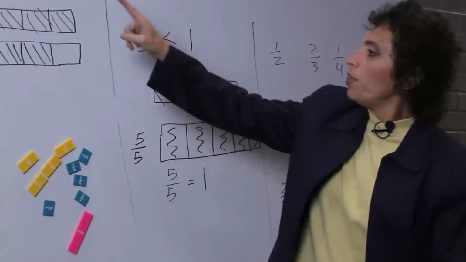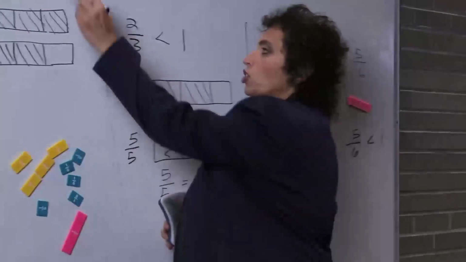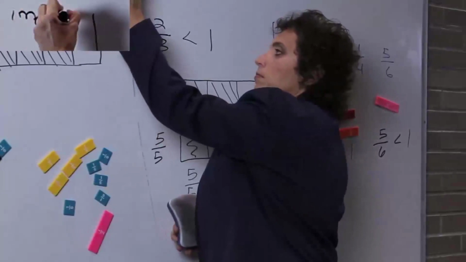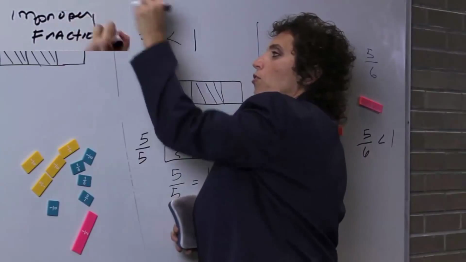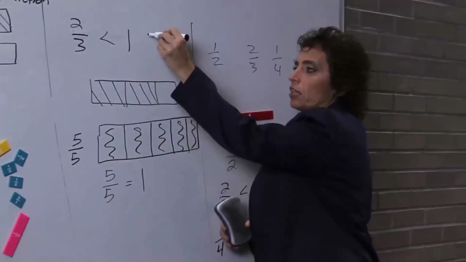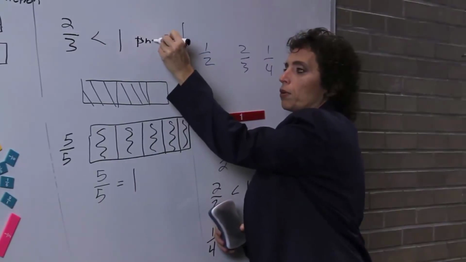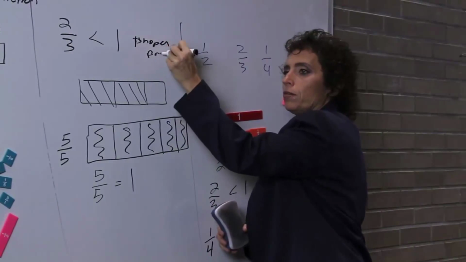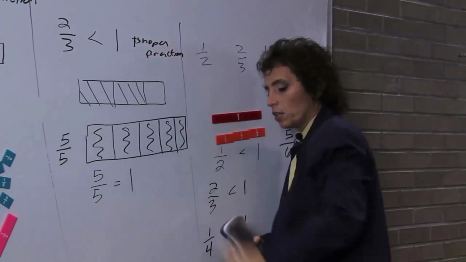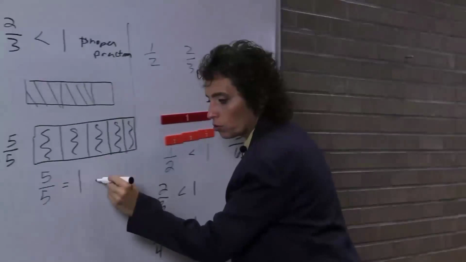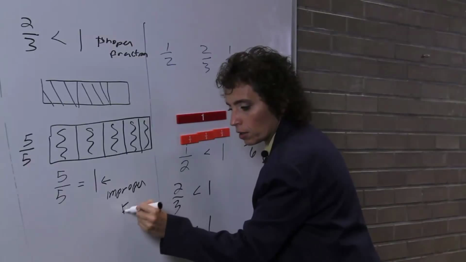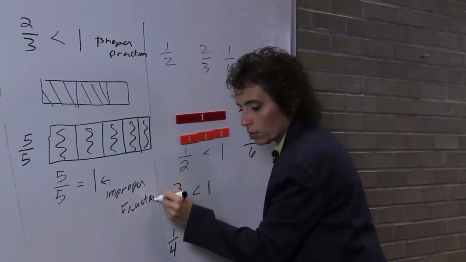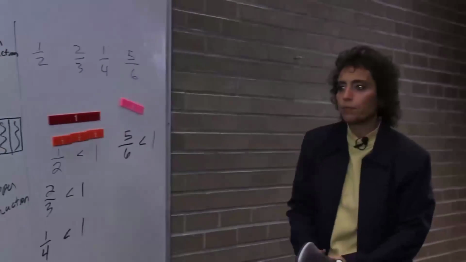And this is called an improper fraction when it's greater than 1. When it's less than 1, it's called a proper fraction. When it's equal to 1, it is also called an improper fraction. Okay, so that's what we know.